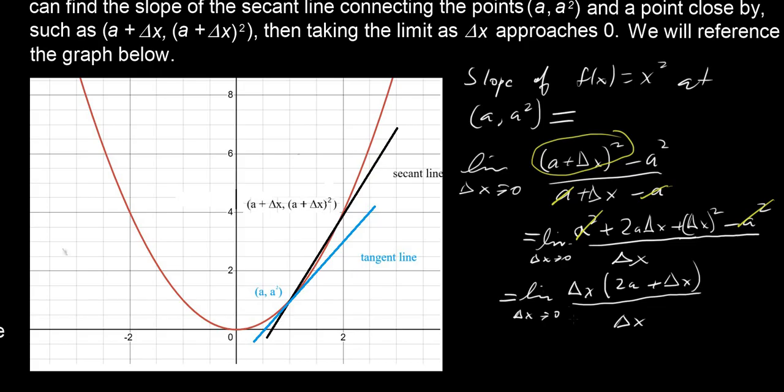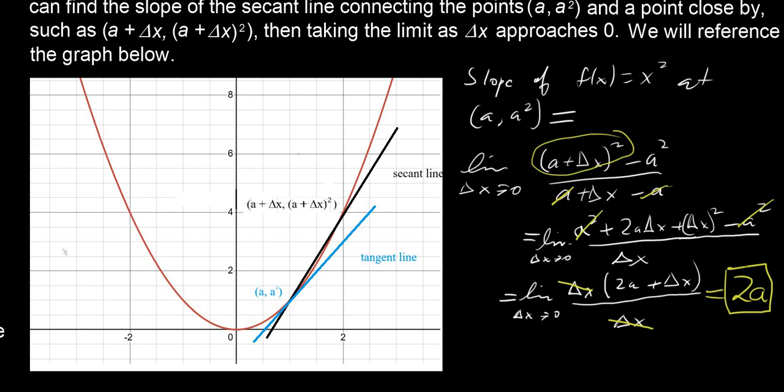So I'm trying to take this limit, and it looks like I can simplify because delta x is a common factor to both numerator and denominator, so I could cancel those out. And now to find that limit, I could just set delta x equal to 0. And when I do, I get 2a, which means that the slope of the graph of f of x equals x squared at any point on that graph, a comma a squared, is 2 times whatever a is, or 2 times whatever the x coordinate is.